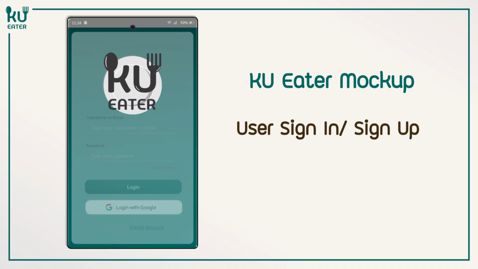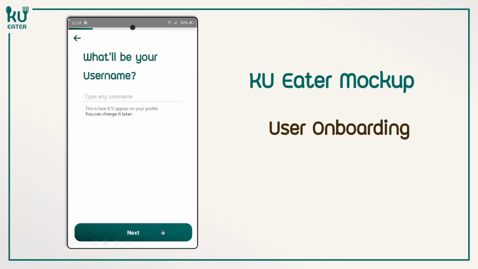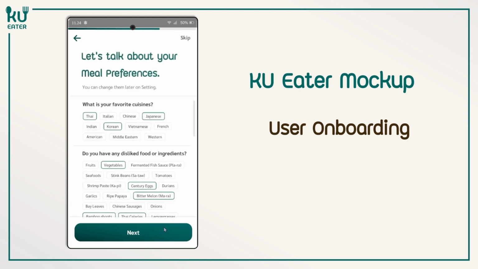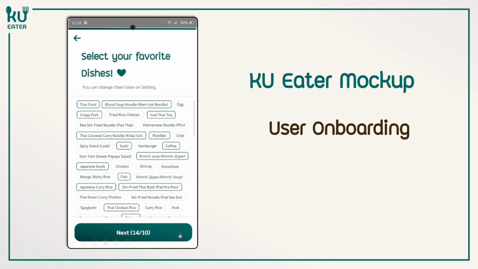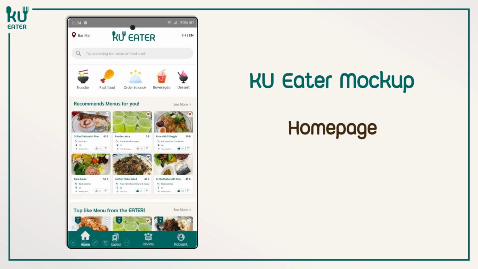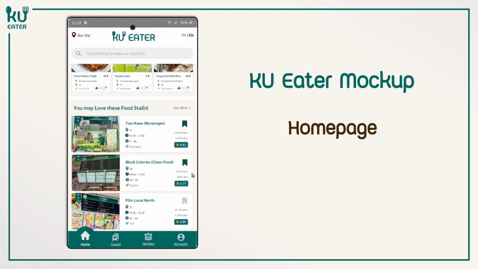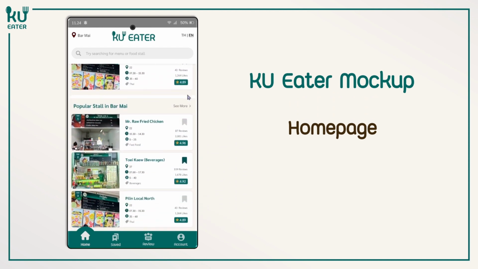And here is a KU Eater mockup. As you can see, the user can sign up and input basic information including dietary restrictions, meal preferences, and some samples of favorite dishes that let our recommendation engine work on the first visit. After this part, the user will see the homepage, which already has some recommended menus and food stores aligned with their own preferences. And as you can see, we also allow the user to tap the like, love, and save buttons, which can help us analyze more about the user's preference.